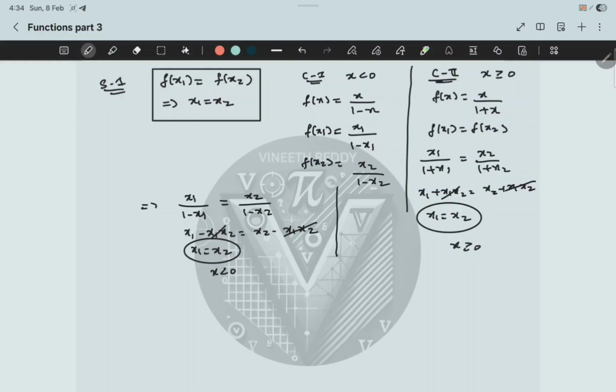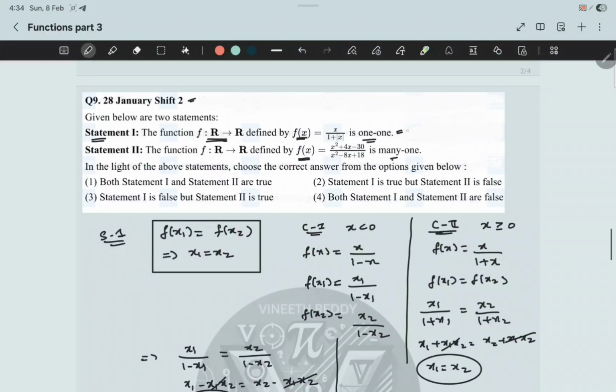That means it should be a 1 to 1 function, and what is it telling? The function is 1 to 1. This is a true statement, right? This is a true statement, no doubt about that.